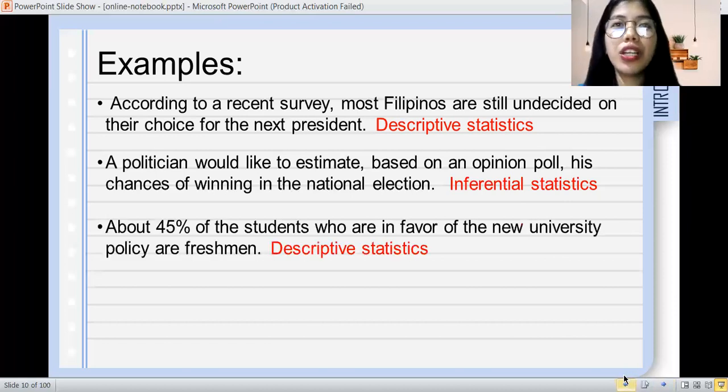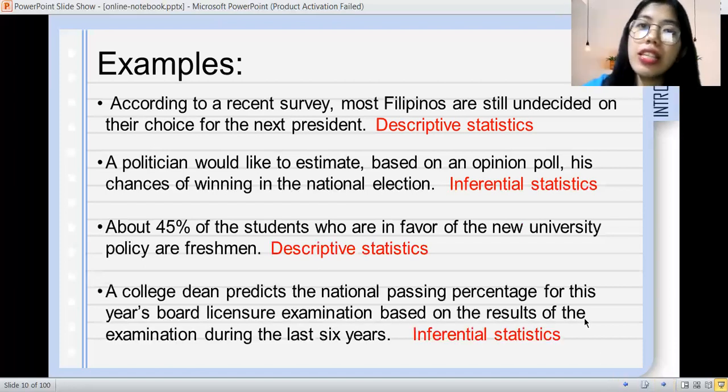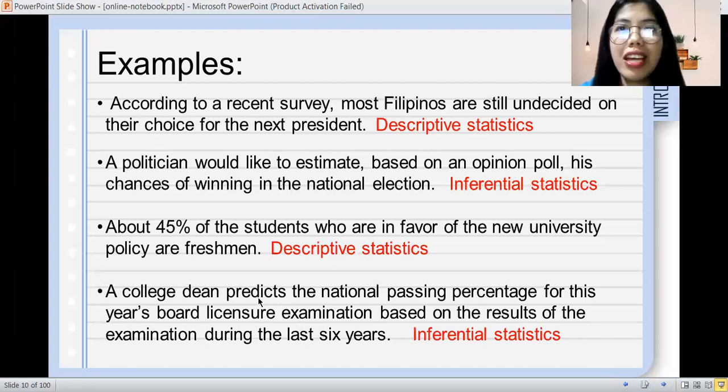And we have the third one, about 45% of the students who are in favor of the new university policy are freshmen. Again, this is a descriptive statistic as it simply describes the given information. So, nag-state lang siya based on the gathered information. And then we have the last one, an example of inferential statistics. A college dean predicts, ayan, meron na po tayong term na predict dyan, the national passing percentage for the year's board licensure examination based on the results of the examination during the last 6 years.